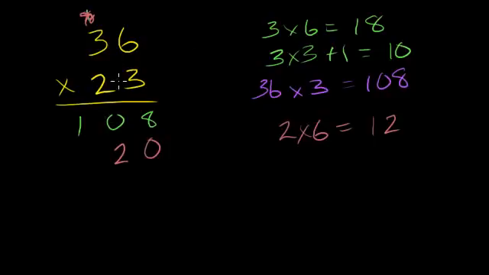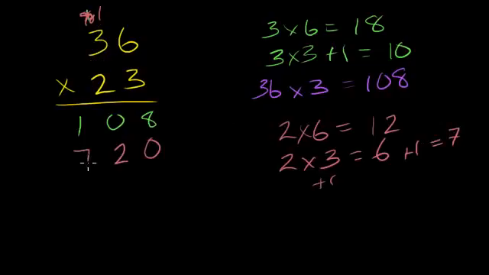So what were we doing? We wrote 2 times 6 is 12. Put the 2 here. Put the 1 up here. And I got rid of the previous one because that would have just messed me up. Now I have 2 times 3. 2 times 3 is equal to 6. But then I have this plus 1 up here, so I have to add plus 1. So I get 7. 2 times 3 plus 1 is equal to 7.